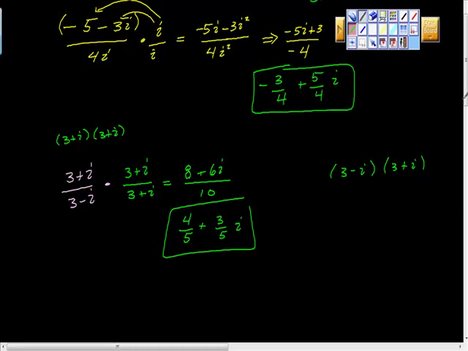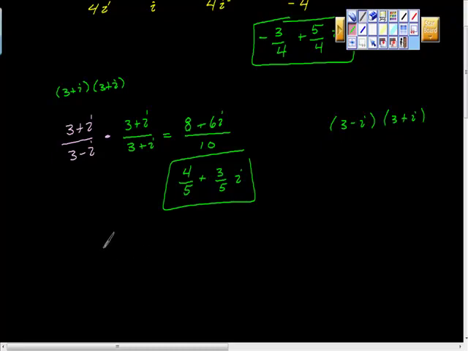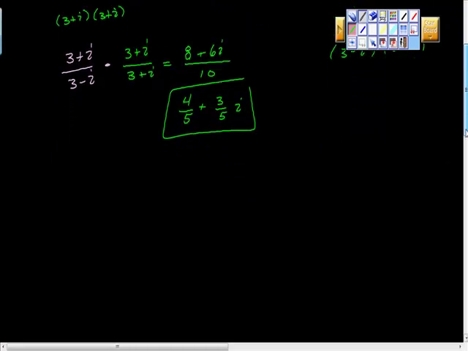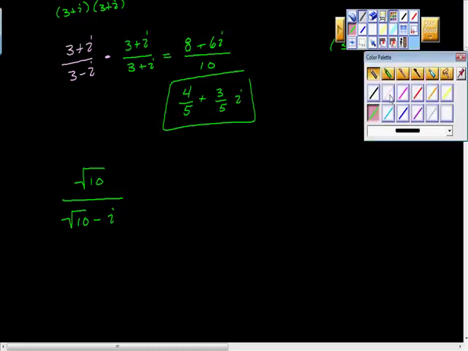Let's do this really difficult one. How are we doing for time? Try this really difficult one. Let's see if we have time to do this really difficult problem. It looks like this: square root of 10 over square root of 10 minus i. It's pretty challenging.